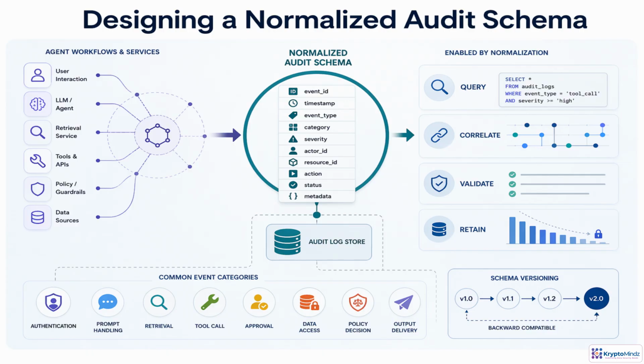Normalized audit schemas turn noisy events into evidence teams can actually use. Every service should emit the same core fields: event ID, timestamp, event type, category, severity, actor, resource, action, status, and metadata. This consistency lets teams query across systems, correlate an agent decision with retrievals and tool calls, validate required controls, and apply retention rules reliably. Use structured formats like JSON, not free text. Define categories for authentication, prompts, retrieval, tool use, approvals, data access, policy decisions, and outputs. Version the schema so future changes remain traceable and backward compatible.